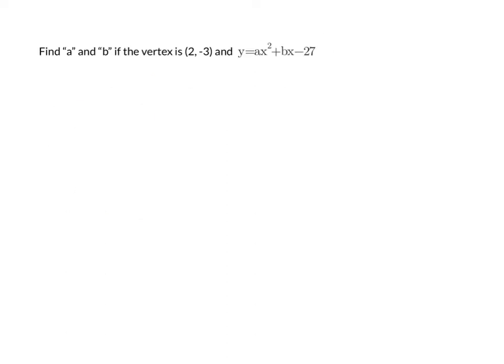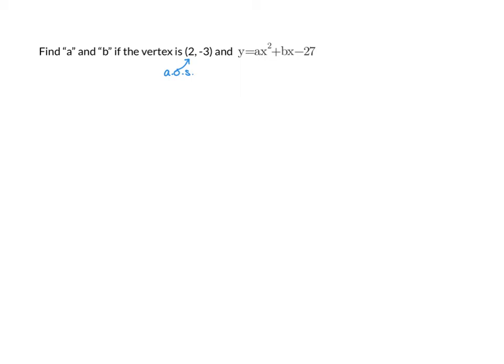All right, this one is going to be working backwards just a little bit. This one says to find a and b if the vertex is (2, negative 3), and the equation is y equals ax squared plus bx minus 27. There are a couple things we need to consider. We know that this right here is the x value of my vertex, but this is also the axis of symmetry.